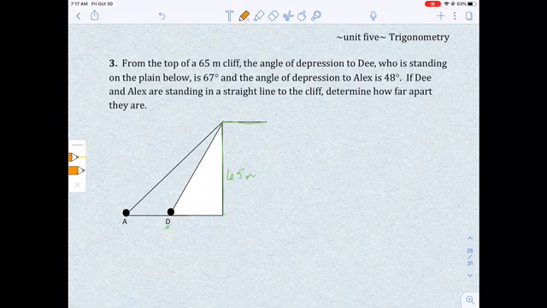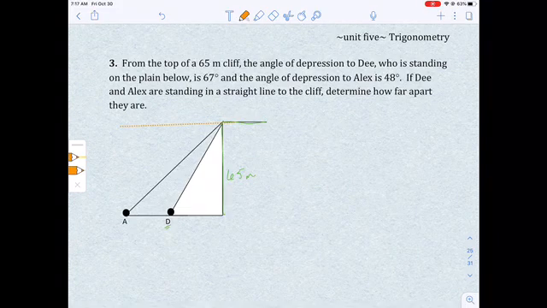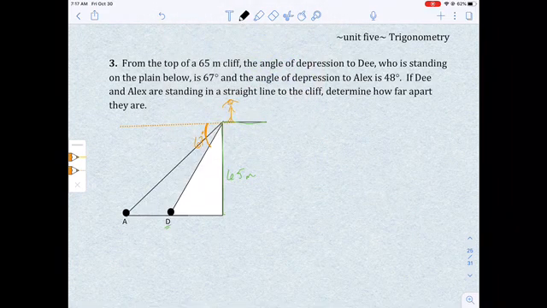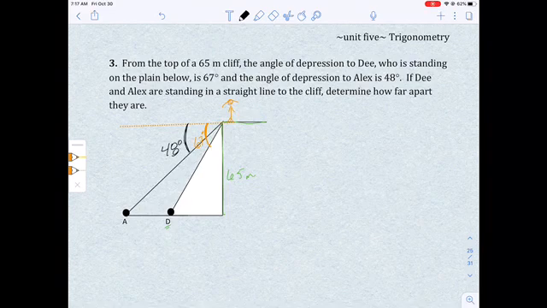So let's just draw our horizontal line. Okay, if that's our horizontal line, and then we want to draw that angle of depression right here to D. So if you're an observer up here standing and looking down, okay, you're looking down, and therefore this would be the angle of depression to D. You're looking down, and that angle of depression is 67. And then the angle of depression to Alex here, okay, if this is Alex, is 48 degrees.